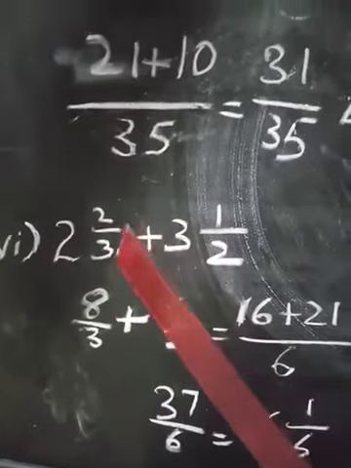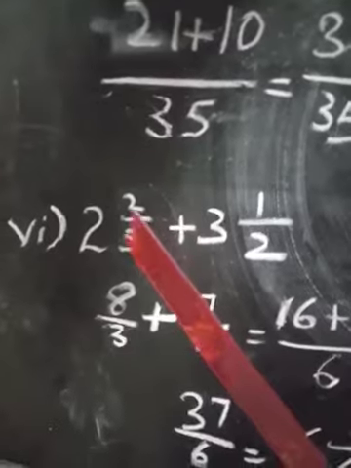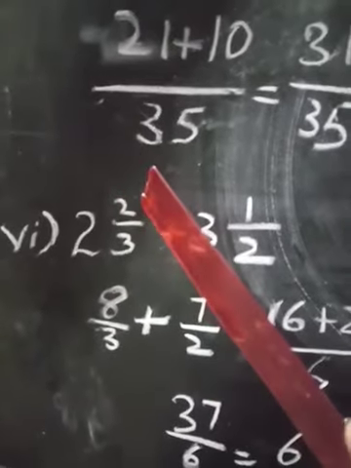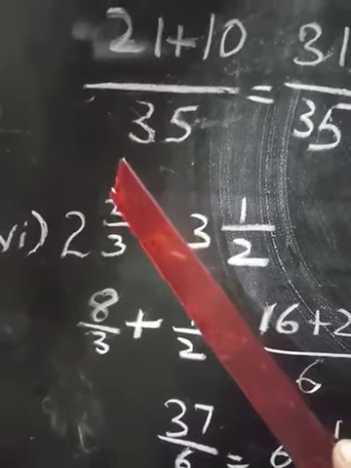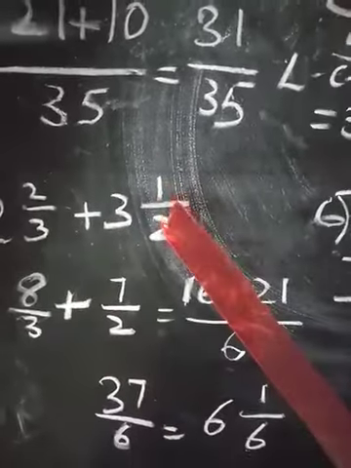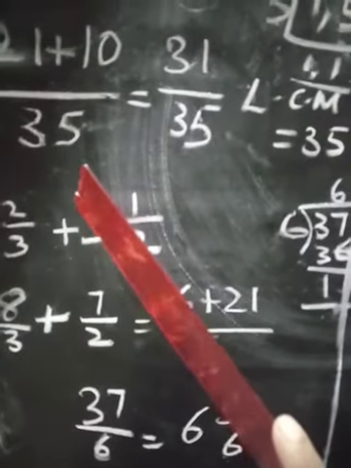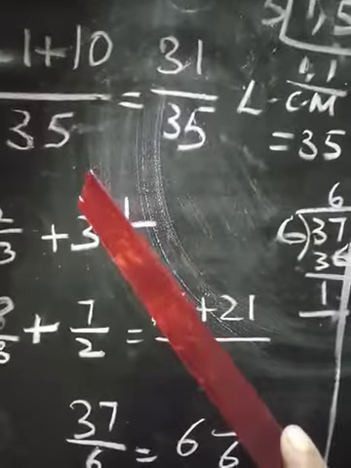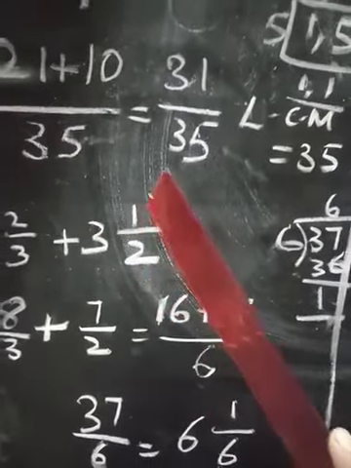2, 2 by 3. Okay, so what you have to do? 3 into 2 plus 2. 3 2s are 6 plus 2 is 8. 8 by 3 plus 2 3s are 6. You have to multiply these two numbers and you should add the answer with this number. 2 3s are 6 plus 1 is 7.